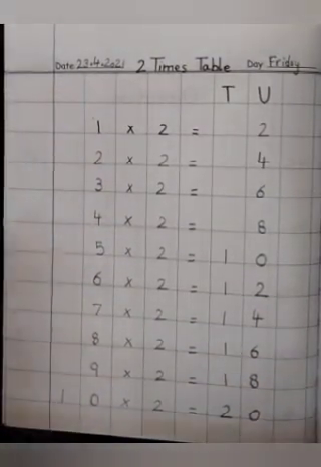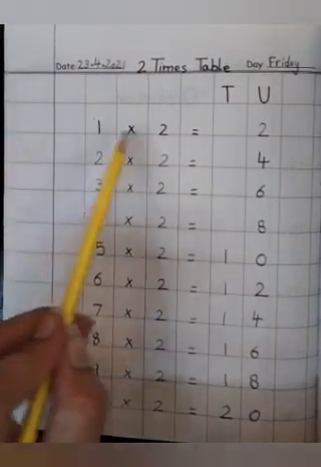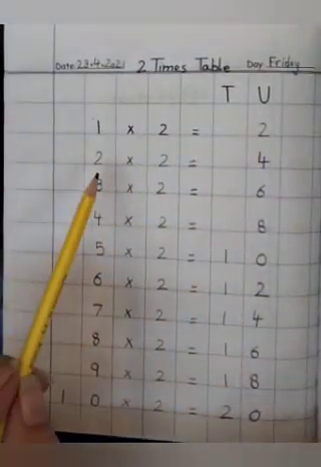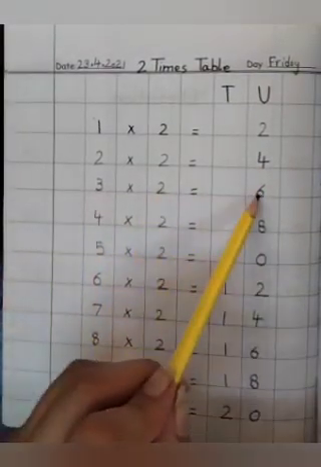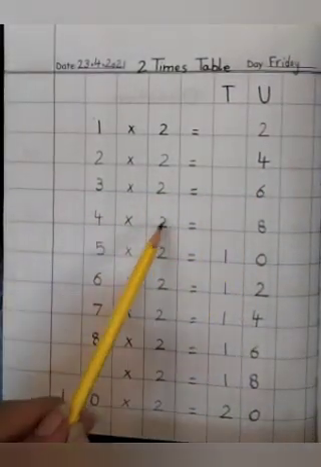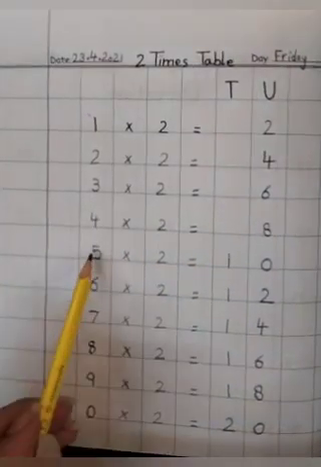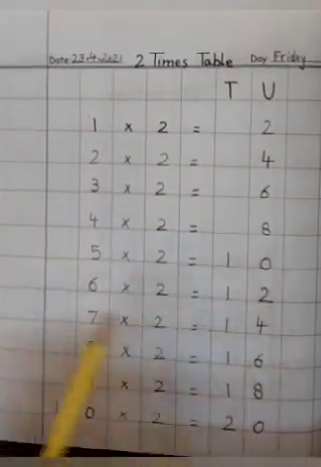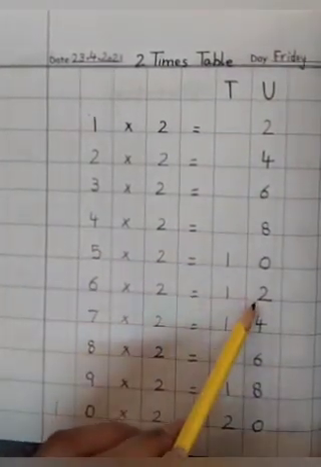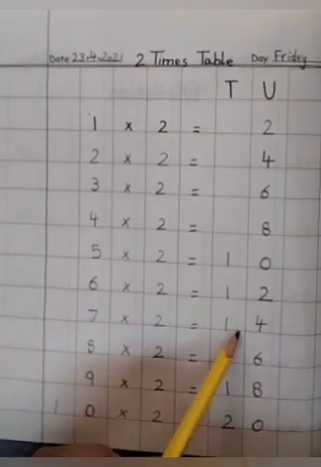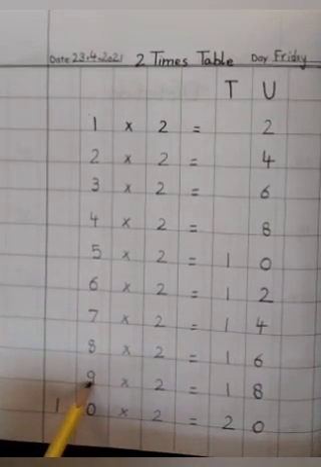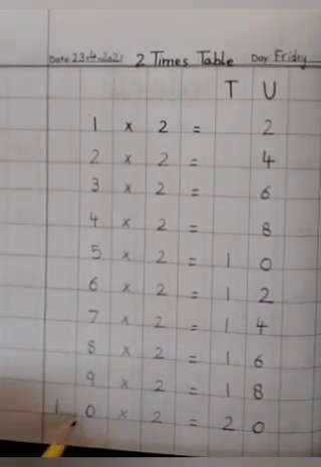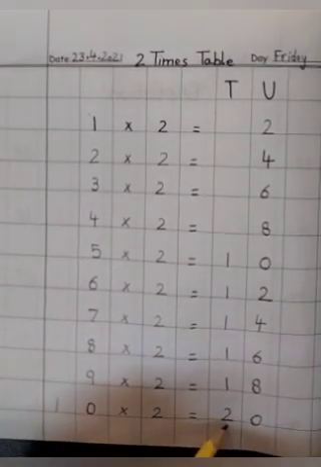Now let's drill it again. 1 times 2 is 2. 2 times 2 is 4. 3 times 2 is 6. 4 times 2 is 8. 5 times 2 is 10. 6 times 2 is 12. 7 times 2 is 14. 8 times 2 is 16. 9 times 2 is 18. And 10 times 2 is 20.